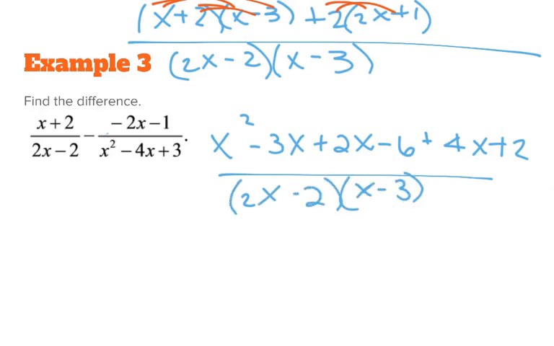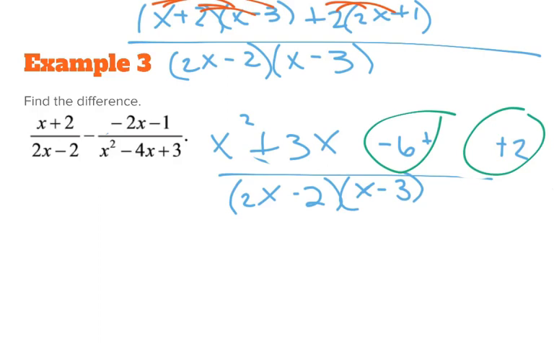And let's see now what things I can combine in my numerator. So it looks like I can put together these and this. So negative 3x plus 2x would be negative x, and then plus 4x would be 3x. So I'm going to erase all of these and just write 3x. And then I can also put together this minus 6 plus 2 to be minus 4.